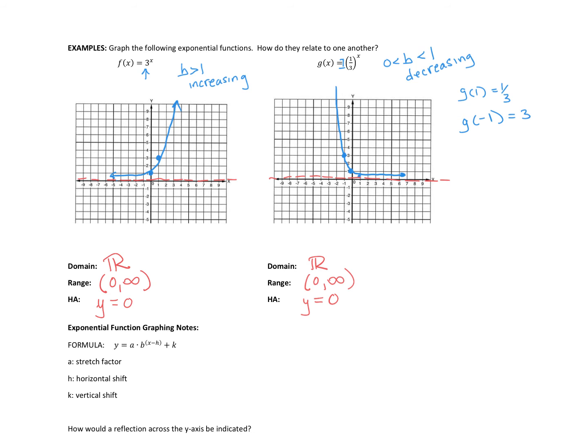So just like all of our other graphs, once we learn what a graph looks like, we can shift our graph around. So if we have something of the form a times b to the x minus h plus k, the a is going to be what we call a stretch factor. The h is our horizontal shift. Notice if we have minus h, it's to the right. And if we have plus h, it's to the left, kind of opposite of what you would think. And k is going to be a vertical shift up or down.